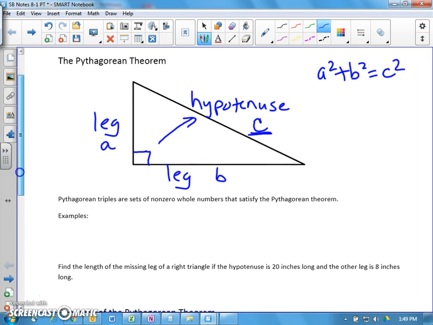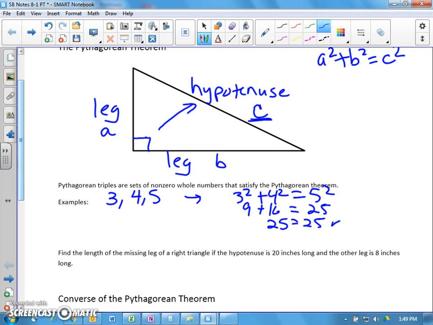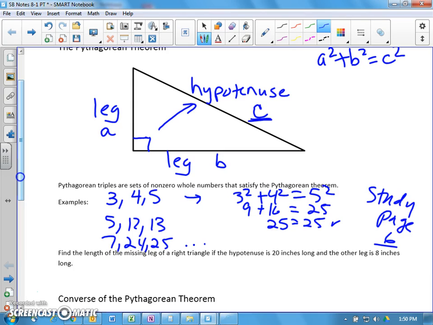We talked about Pythagorean triples a minute ago, but for example, 3, 4, 5. We call this a Pythagorean triple because when we work this out, 3 squared plus 4 squared would equal 5 squared. So this would be 9 plus 16, and we find out 25 is equal to 25. That means this has to be a Pythagorean triple. It has to give us a right triangle. You want to study page 6 so that you know these Pythagorean triples. Very common, you're going to see 5, 12, 13, 7, 24, 25, and there are more.